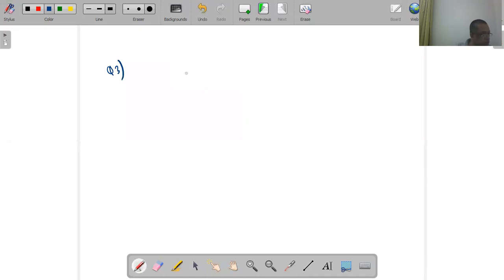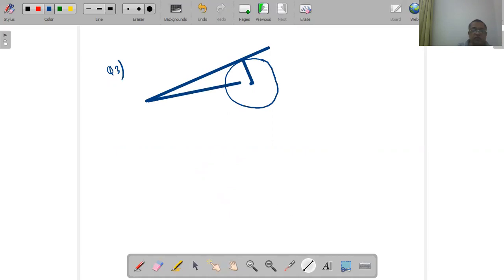A tangent PQ at a point P of a circle of radius 5. Okay, so we are having a circle of radius 5 and the tangent is given, PQ. So this is a tangent touching the circle at one point. The radius of the circle is given as 5. Okay, so this is the radius that is given, 5.